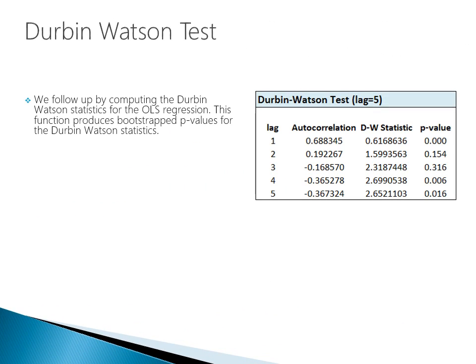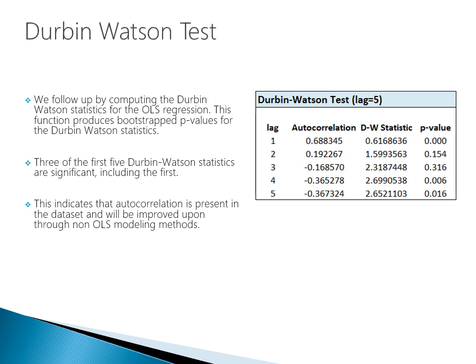We follow up by computing the Durbin-Watson statistics for OLS regression. This function produces bootstrapped p-values for the Durbin-Watson statistics. 3 of the first 5 Durbin-Watson statistics are significant, including the first. This indicates that autocorrelation is present in the dataset and will be improved upon through non-OLS modeling methods. So when we suspect that serial correlation or autocorrelation exists, run the Durbin-Watson test.